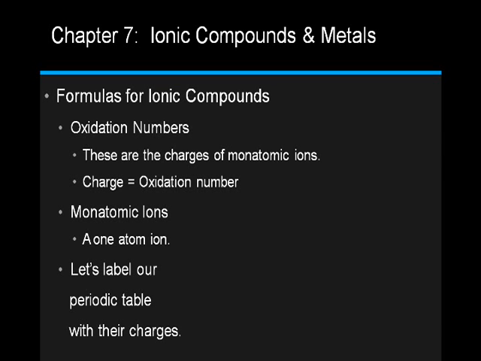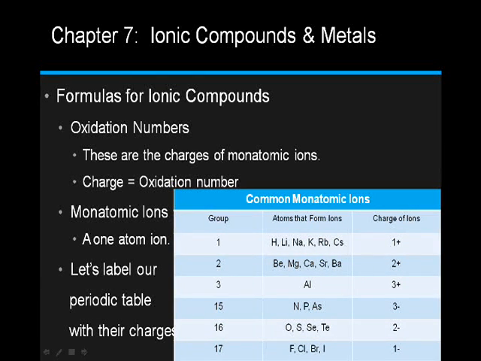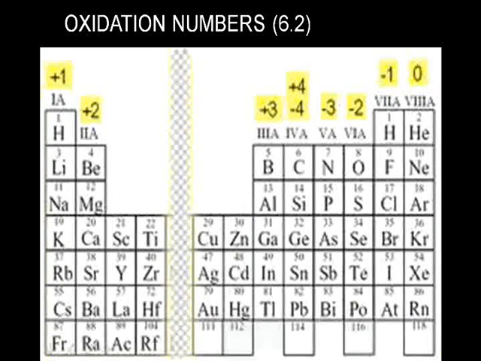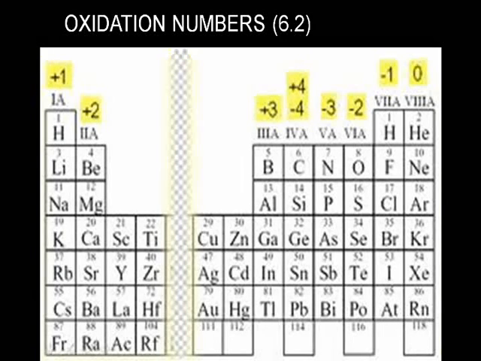Let's label our periodic table with their charges. And just so you know, these are common monatomic ions, but you don't need to write that down because we're fixing to label our periodic table to show us where the charges are. All right, this is the periodic table, so I want you to get yours out. Pause the video and go ahead and label your periodic table as the charges are listed here.